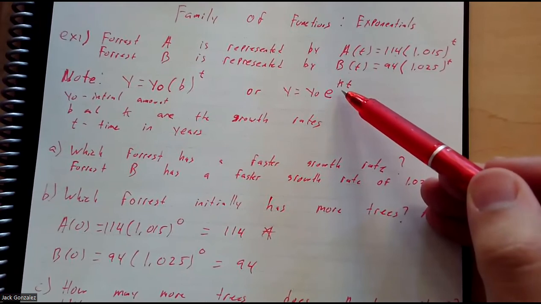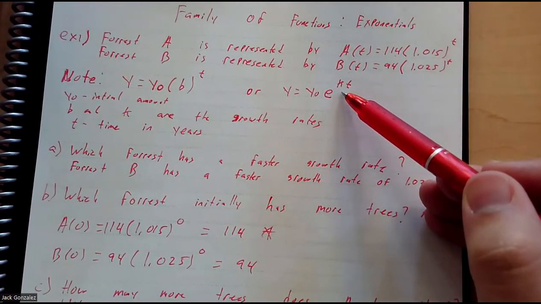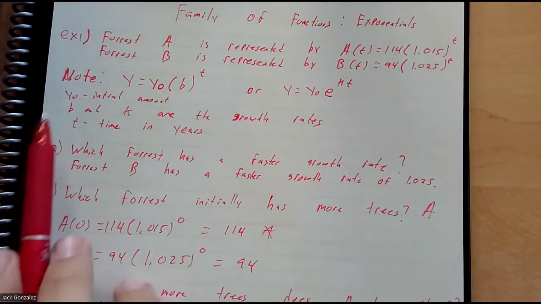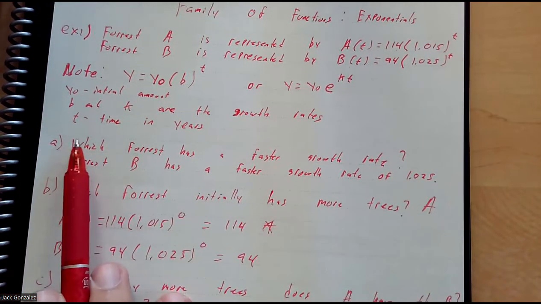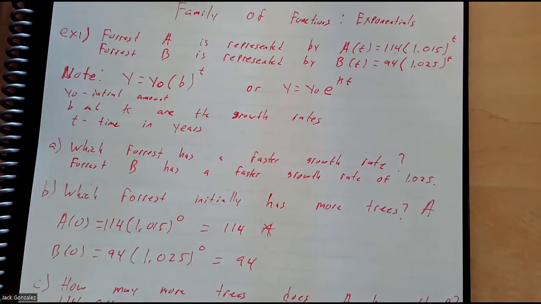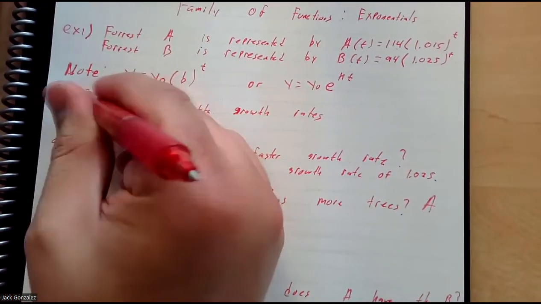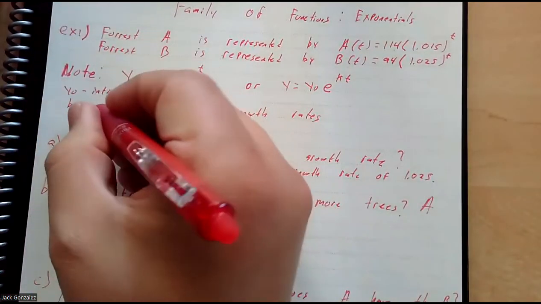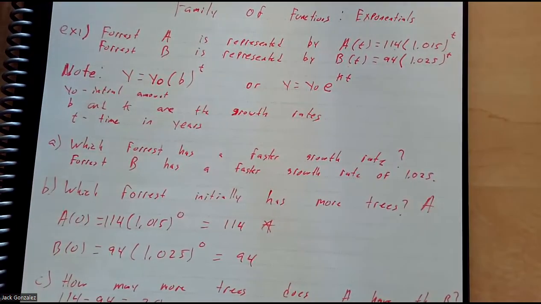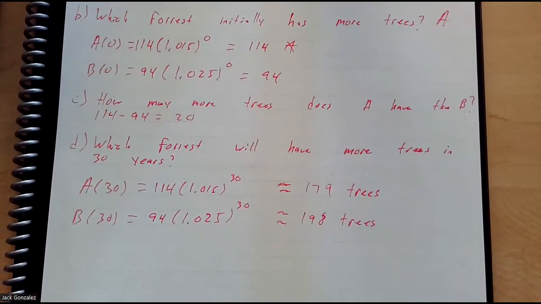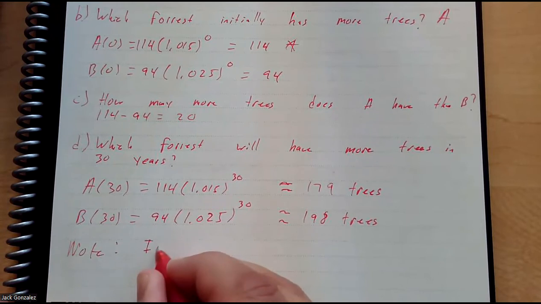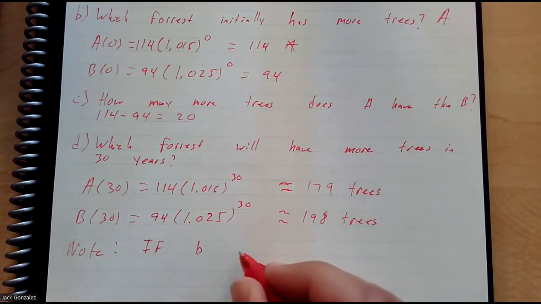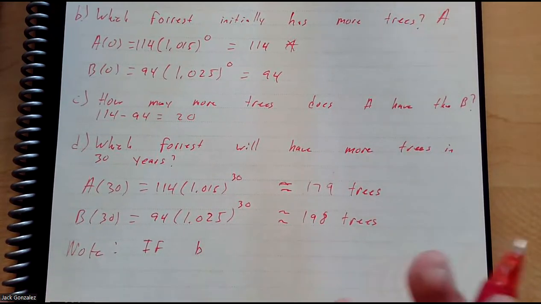Yeah, k right here is the growth rate. So the b and the k are both growth rates. t is just the time. Let me write that a little better. I'll write you another note at the bottom. Note, if b, how should I phrase it?